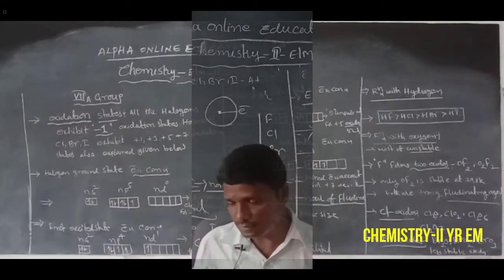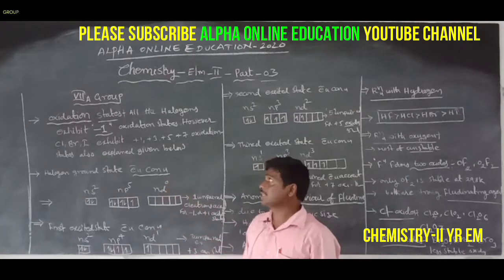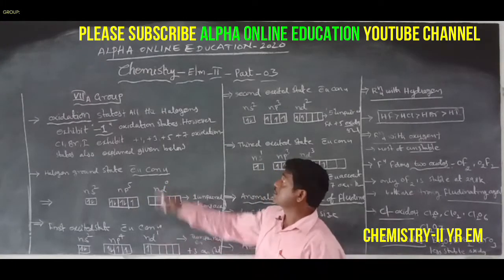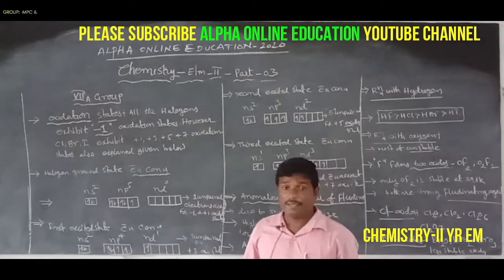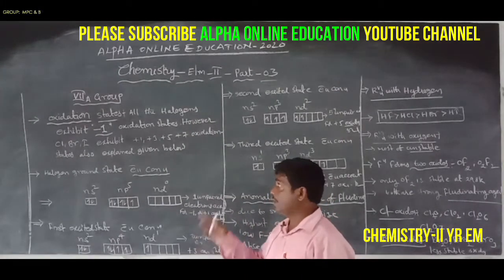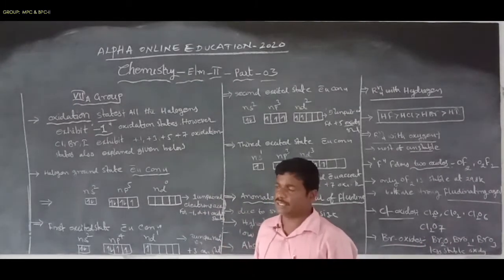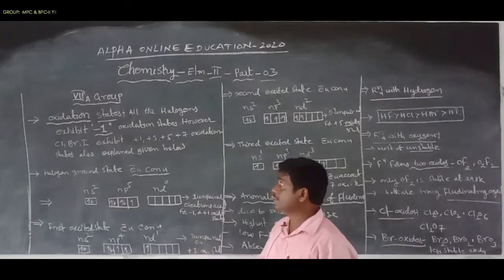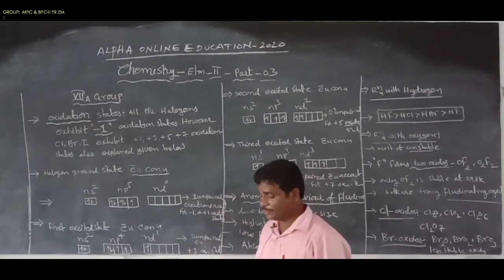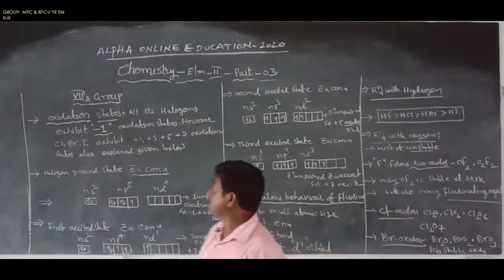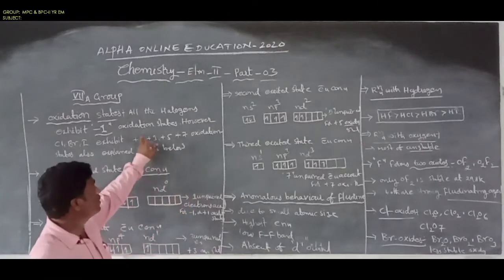Good morning students. Today we are going to discuss the oxidation states of the 7th A group elements. Chemistry second year, English medium, part 3. Today we discuss the oxidation states of the 7th A group elements, or halogens or halides. All 7th A group elements are halogens and exhibit a -1 oxidation state.